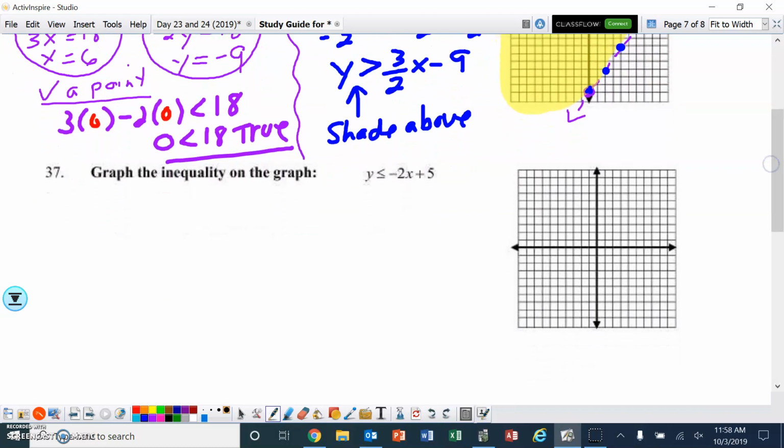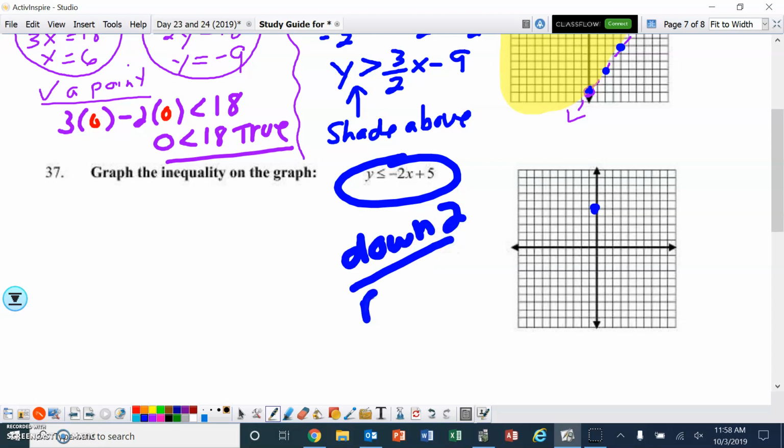Now number 37, it's already solved for y, so I'm going to do option number 2, and I'm just going to graph it. All right, so I'm going to start at 5: 1, 2, 3, 4, up 5, put a dot. The slope says down 2, right 1. Down 2, right 1. Down 2, right 1.